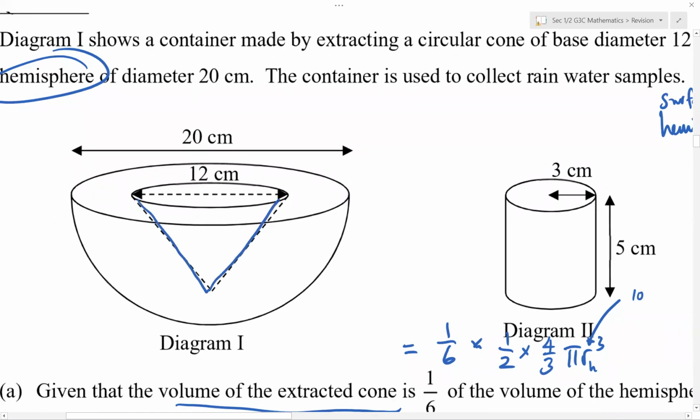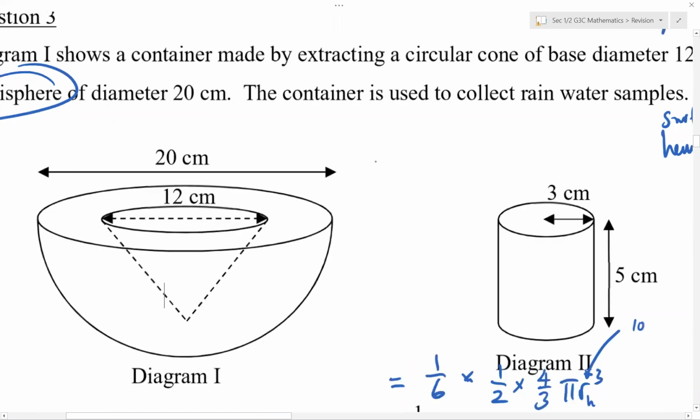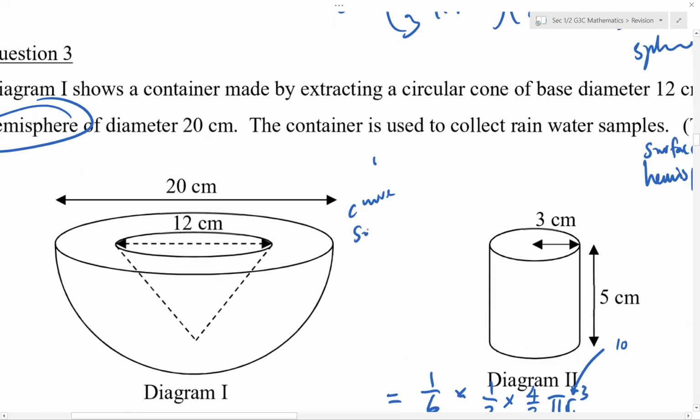I can't draw a curved surface. Maybe I can do it this way. The curved surface of the cone. How do we find the curved surface of the cone? Let's take a look at the formula again. Curved surface of cone equals to pi RL. Pi is a constant, no problem.